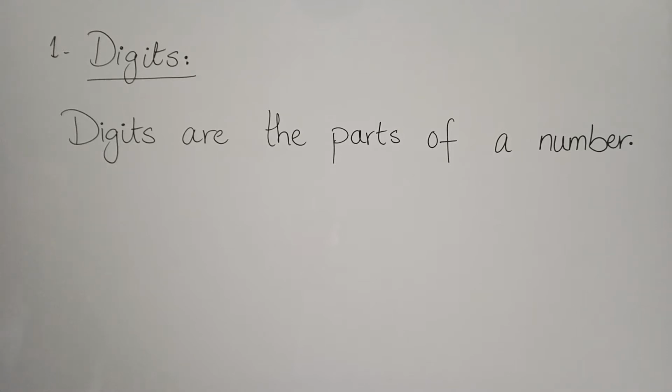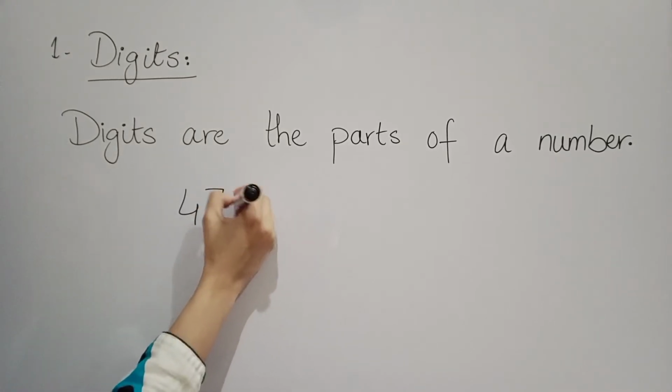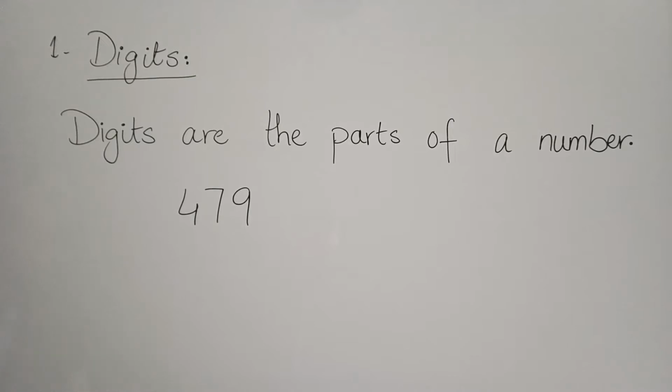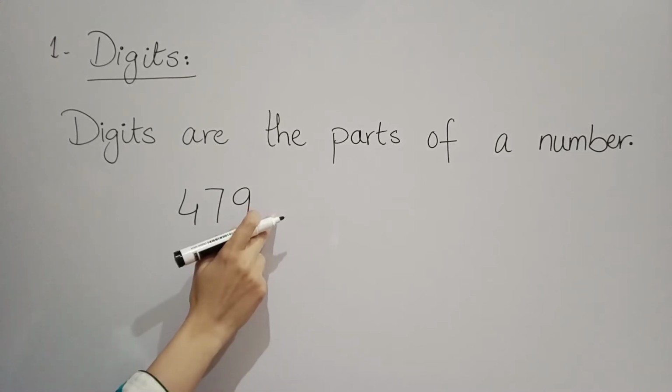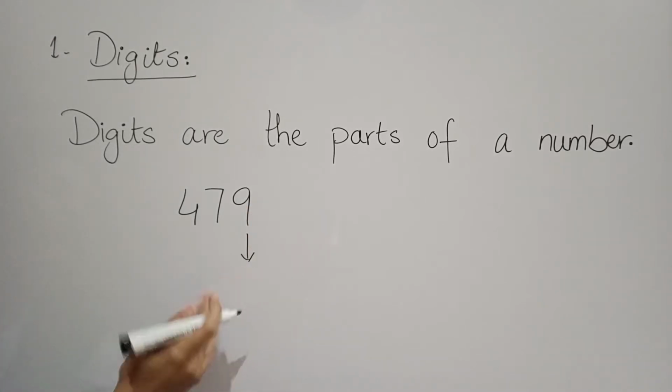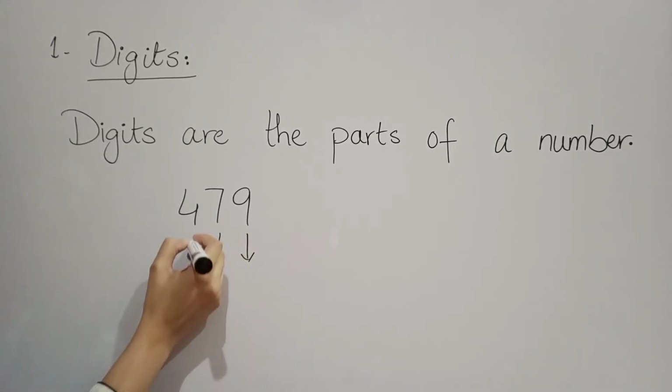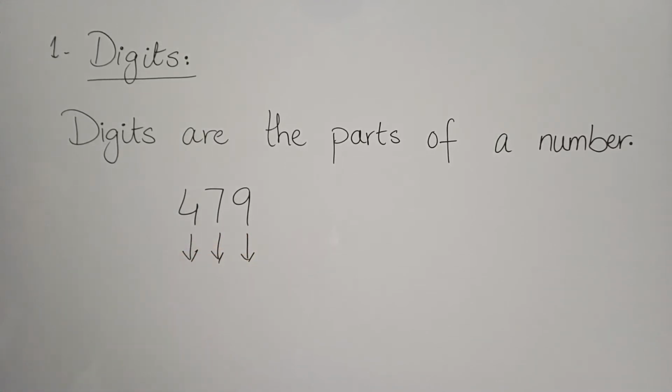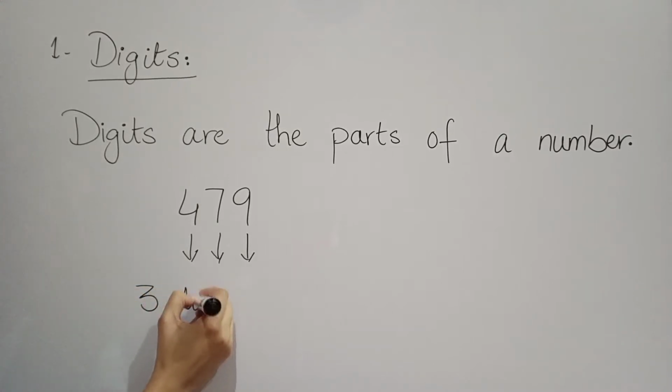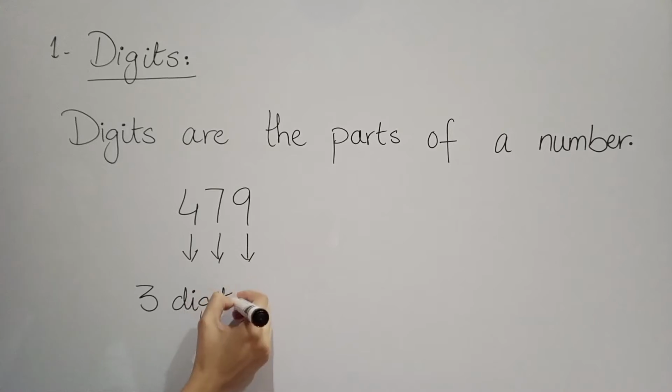The very first term we learn is digits. By definition, digits are the parts of a number. Let's learn it with an example. For example, the very first number that we have is 479. Now, how many parts are there in this number? Let's count them together. 1 always starts from your right. 1, 2, and 3. So, yes, there are 3 parts or digits of a number.